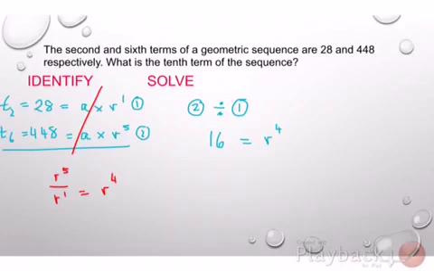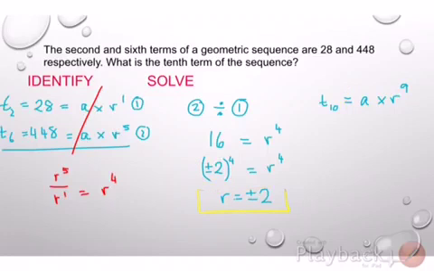Now 16 can be written as plus or minus 2 to the power of 4. It's an even power, and the even power will make this answer positive no matter whether it's plus or minus to begin with. So r to the power of 4 means my r is equal to plus or minus 2. Again, think about what you need to find. We're trying to find the 10th term. In order to find the 10th term, I'm going to have to use the formula a times r to the power of 9. So it's not enough for me just to have my r. I also need my a, my first term.